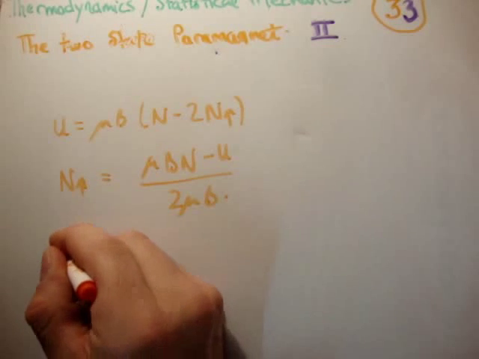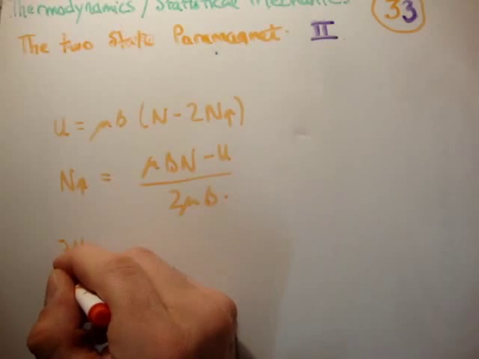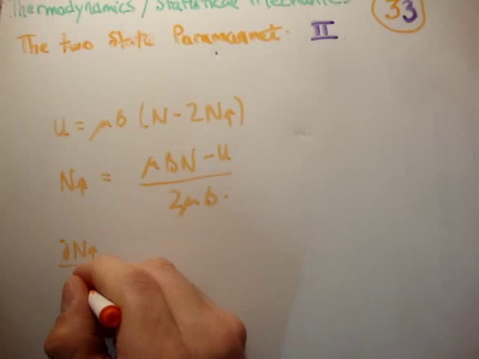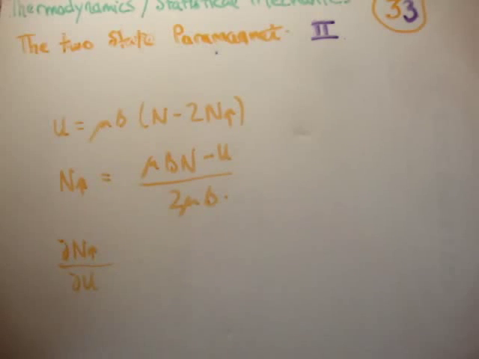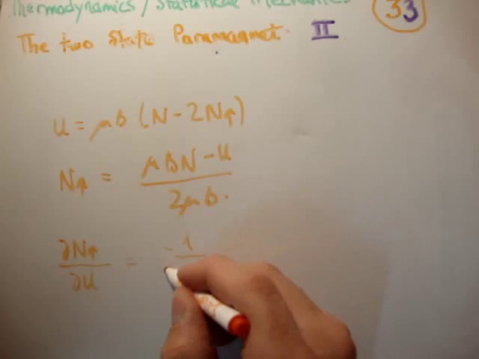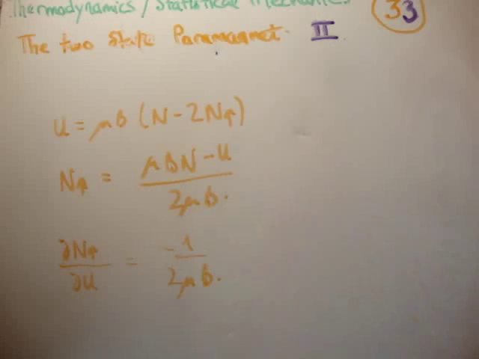And you'll see later on that at some stage we're going to be getting the derivative with respect to U of the number of dipoles pointed up. And if you look, it's pretty straightforward. It's minus 1 over 2μB. Now, I did that very quickly because it's pretty straightforward, and they're just some bits of algebra that we need later on.